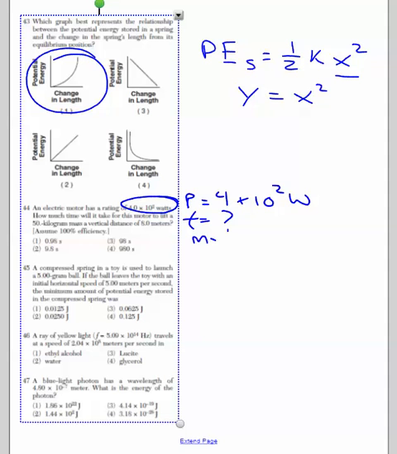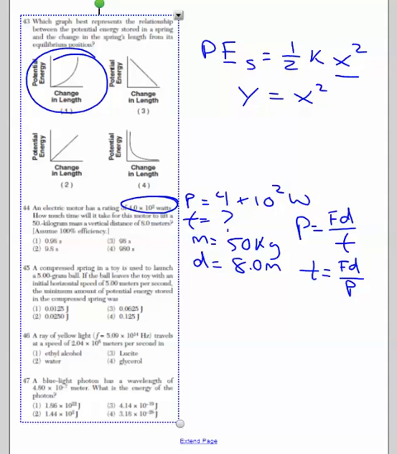We have a mass of 50 kilograms, and it's moving a distance of 8 meters, and we want to know how long it takes. So we know that power is force times distance divided by time, so time would be FD over P. But here's the catch: the force that you're talking about is not the 50, it's the 50 times 9.81. You're talking about the weight of the object, so that's going to be your force. Plug and chug the numbers, and you should get the 9.8 seconds.